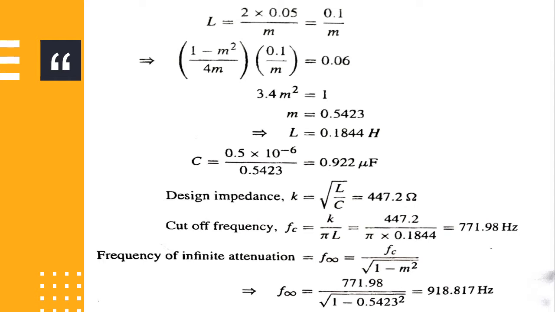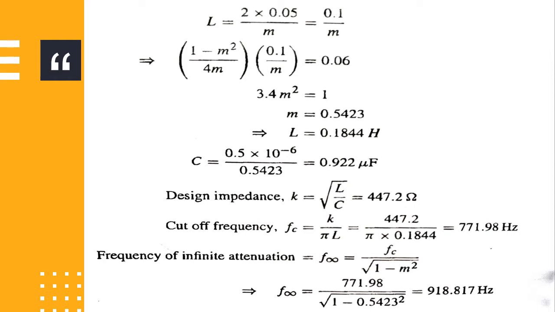So likewise the unknown parameter is nothing but m, which equals 0.06 as already mentioned in the third expression. So in this way you can find the unknown parameter, that is m, and you will get 0.5423. Substitute this m value in any one of the expressions, either the first or the second, and you will find the inductor value, that is 0.1844 Henry. Now you can substitute this value in the second expression, so you will get the unknown capacitor value, that is 0.922 microfarad.